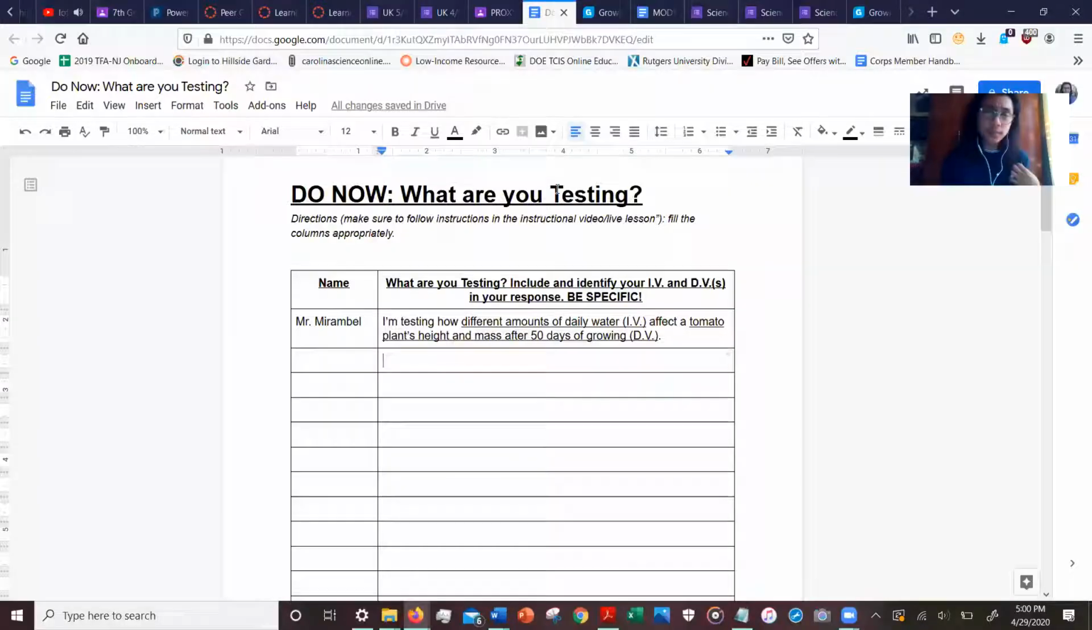For example, for Mr. Marambo, I'm testing how different amounts of daily water, my IV, is affecting a tomato plant's height and mass after 50 days of growing, which is, of course, my dependent variable. Make sure to look at everyone else's responses. It should look familiar in structure, but people just have different IVs and different DVs as well.